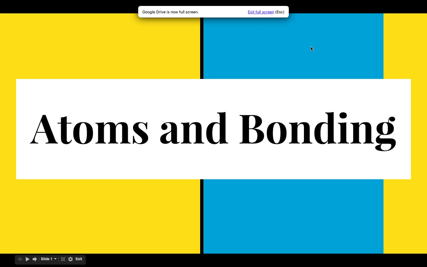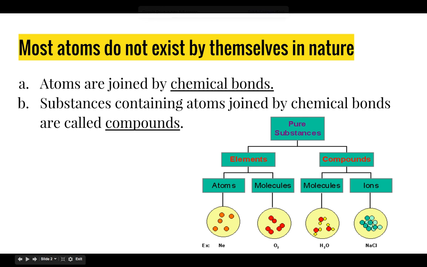Let's talk about atoms and bonding. Most atoms do not exist by themselves in nature. Atoms are joined by chemical bonds. Substances containing atoms joined by chemical bonds are called compounds. So you can think of an element on the periodic table will generally bond with other atoms to make compounds.